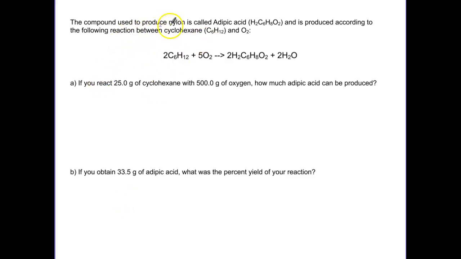The compound used to produce nylon is called adipic acid, H2C6H8O2, and is produced according to the following reaction between cyclohexane and O2. So here's a reaction. Okay, I'm getting familiar with it. I'm going to read part A. If you react 25 grams of cyclohexane with 500 grams of oxygen, how much adipic acid can be produced?